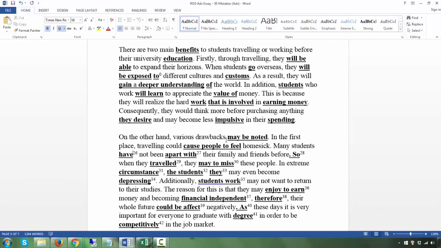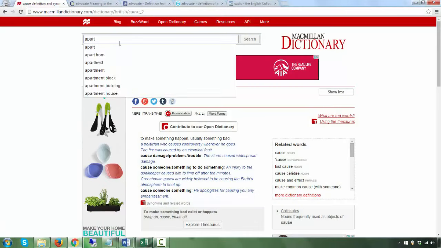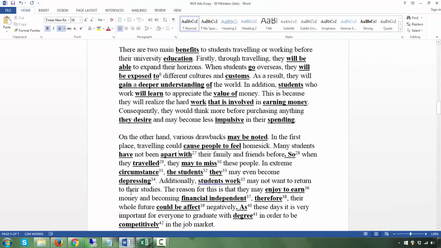Many students have subject verb agreement, have not been apart. Collocation mistake. Apart, do you say apart with? No, apart from. Their family and friends before. This is the punctuation mistake: because so is a conjunction, you don't put a full stop and so. You don't start your sentences with so and but. Okay, not in IELTS. So there should be no full stop.